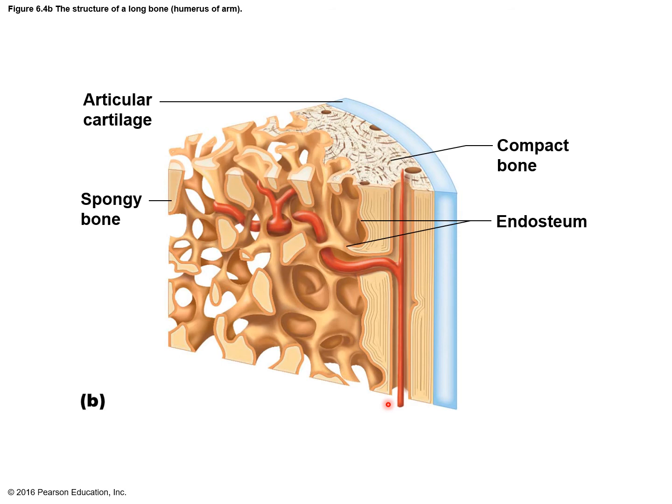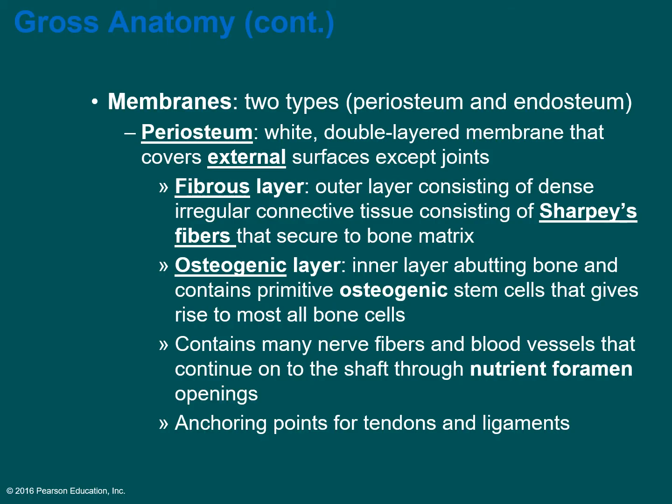Even in an adult, it's actively remodeling, depending on particular stresses. So it needs to have a very good blood supply. So you'll notice that you have blood vessels going through it.